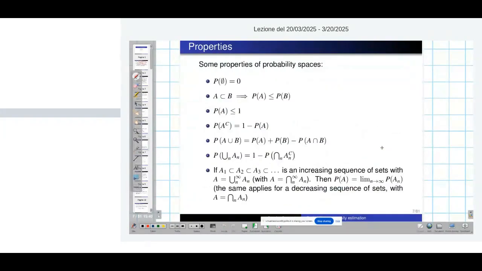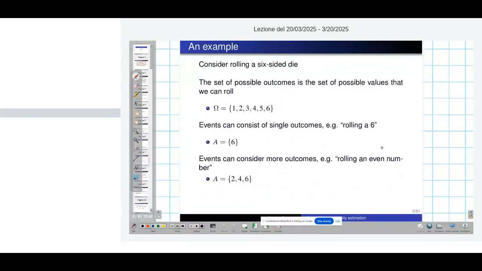In any case, these are the axioms that we need, but we will not really use them. Let's see with an example that's easier. We have a set of outcomes, rolling a die. We have a set of outcomes that are the numbers that we can obtain. An event is a subset of omega. So rolling 6 is an event. Rolling an even number is an event. It's a subset of omega.